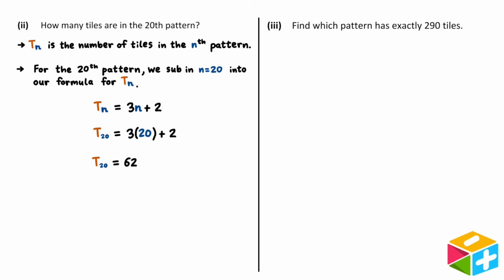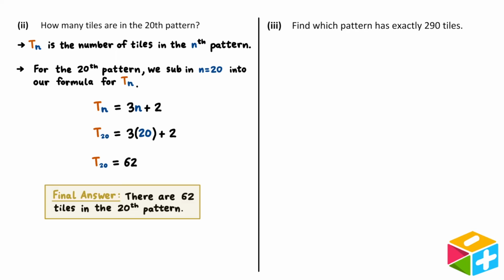We've found that T20 is equal to 62. So our final answer is that there are 62 tiles in the 20th pattern. In the next part of the question, we have to find which pattern has exactly 290 tiles.